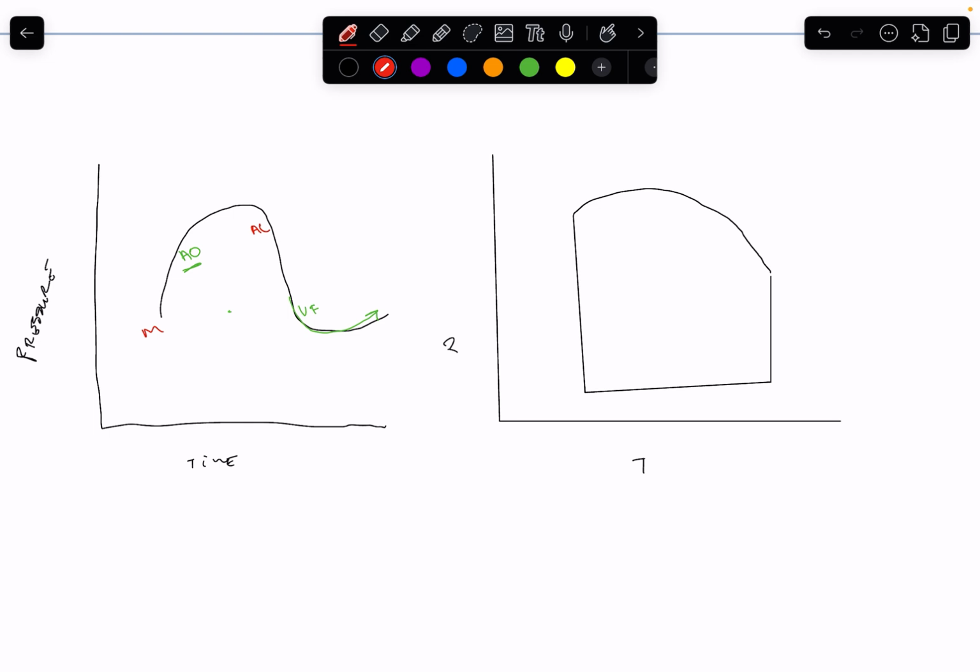First thing we'll label is kind of the same letters we started with on the other side. So M, this is when the mitral valve closes. This is when the aortic valve closes. Then we have the ventricles filling with blood. Then over here we have the aortic valve opening. This distance right here is called your stroke volume.